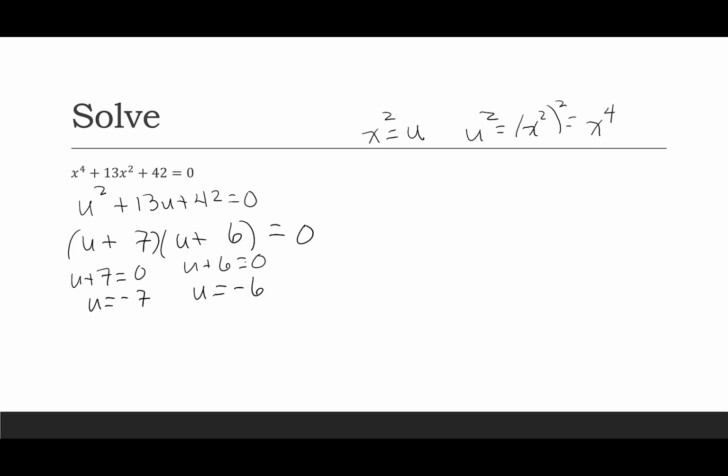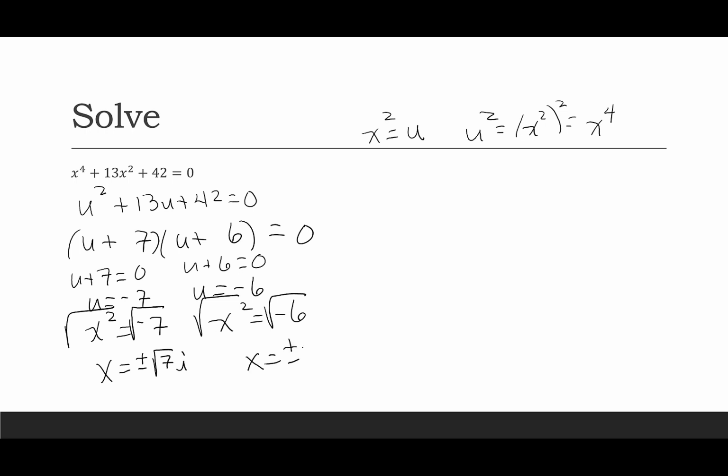Well, now I need to go back and say, what did I start with? And I started with x squared. So x squared is negative 7, x squared is negative 6. I take the square root of both sides of each equation. I get x is plus or minus the square root of 7i. I get x is equal to plus or minus the square root of 6i. So there is one way to solve if you actually do the substitution.